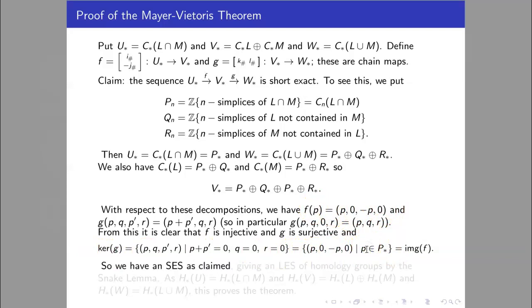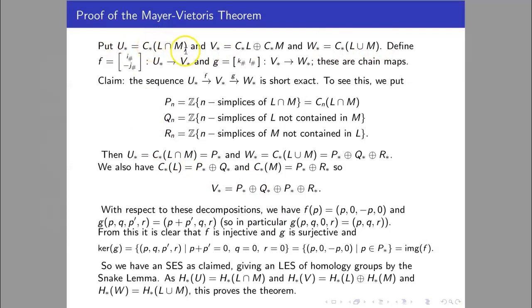So that means we've got a short exact sequence of chain complexes and chain maps, and so by the snake lemma, we get a long exact sequence of homology groups. And so what is that long exact sequence? Well, it links the homology of U, homology of V, and the homology of W. But the homology of U is just the homology of L intersect M, homology of V is homology of L plus the homology of M, homology of W is homology of L union M, and that proves the Mayer-Vietoris theorem.